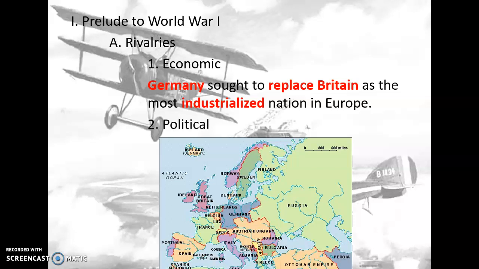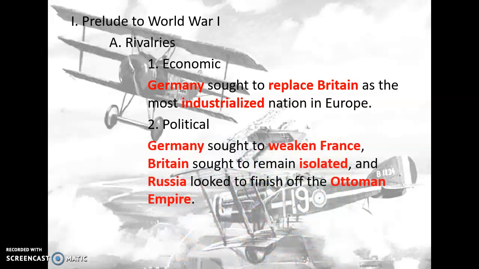Number 2, political. Germany sought to weaken France, Britain sought to remain isolated, and Russia looked to finish off the Ottoman Empire. Remember that Germany had defeated France in 1870. Both nations continued to hate one another. Germany sought to form alliances with other European countries in order to weaken France. Britain hoped the English Channel was enough to keep itself isolated from the growing crisis. Russia hoped to expand further into the Balkans and kill the Ottoman Empire, nicknamed the Sick Man of Europe.